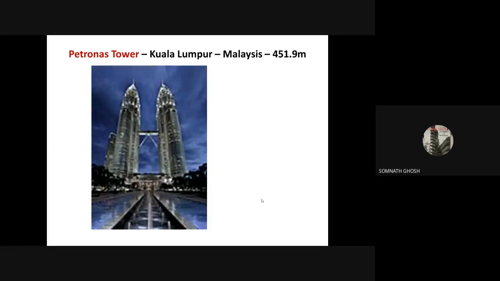This is the Petronas Tower in Kuala Lumpur. Two towers are there, twin tower in Malaysia, 451.9 meters. This particular tower, more or less at the mid level, is connected. Now, one may think that this is just done for artificial reasons. No.